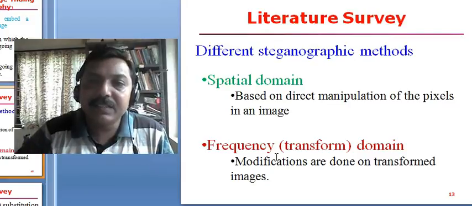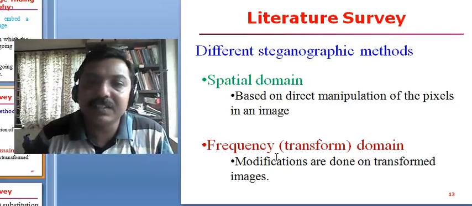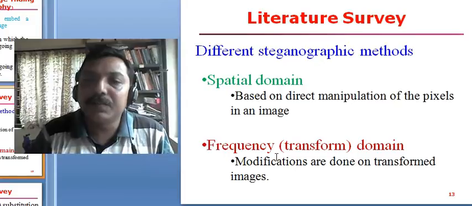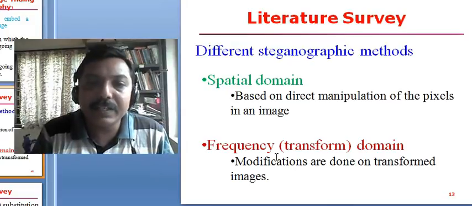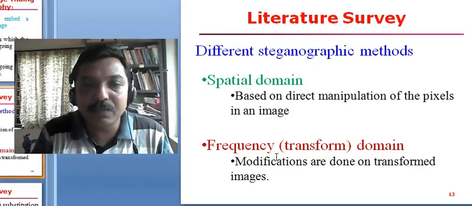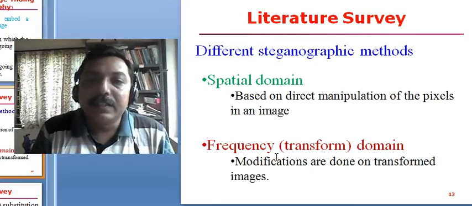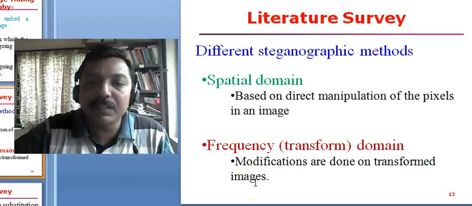Now let us see some literature survey. That means some of the works included in the steganography methods. Most of the image steganography methods can be broadly classified into spatial domain methods and methods based on the frequency domain. In the case of spatial domain, the method is based on the direct manipulation of the pixels in an image. And in the case of frequency domain methods, the modifications are done on transformed images.